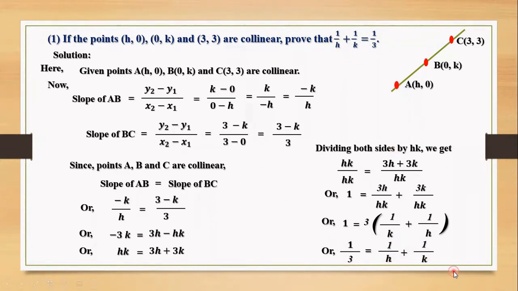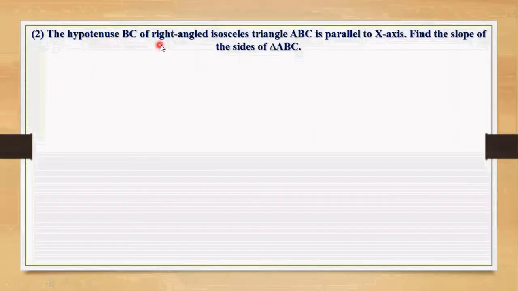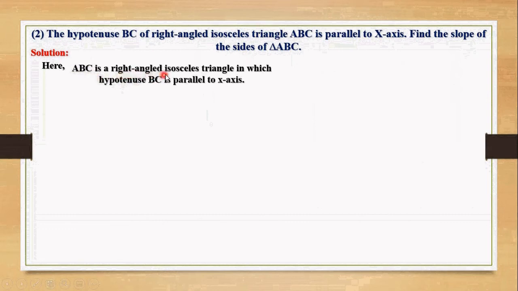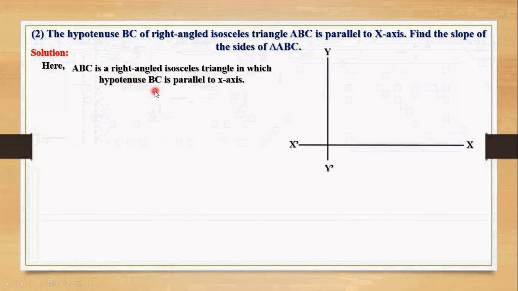Let's move on to the second question. The hypotenuse BC of a right-angled isosceles triangle ABC is parallel to the x-axis. Find the slope of the sides of triangle ABC. Let's solve it. ABC is a right-angled isosceles triangle in which hypotenuse BC is parallel to the x-axis. Now let's draw the figure according to this given condition. On the coordinate axis, it is telling that hypotenuse BC is parallel to the x-axis. So let's draw BC, the hypotenuse, parallel to the x-axis.